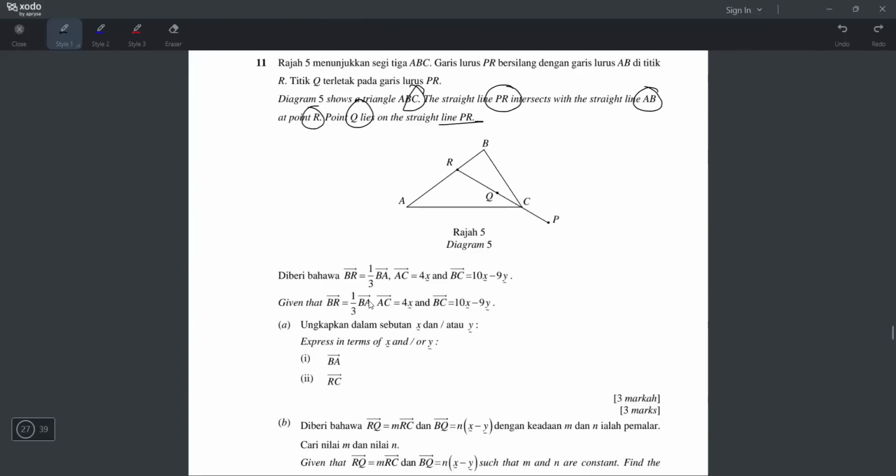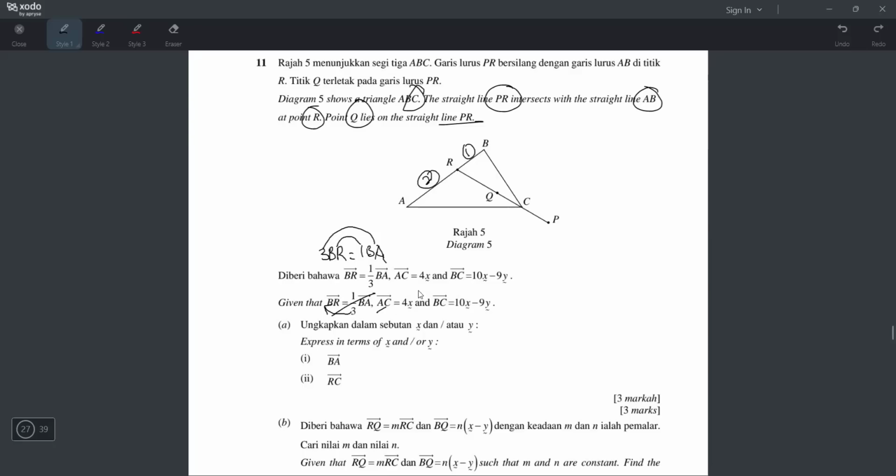Given that BR is 1/3 BA. This is important, you have to label it. BR is 1/3 BA means the ratio of BR is 1 and BA is 3. The reason is that the 3 can be moved across; division becomes multiplication, so 3BR equals 1BA. Then you draw a rainbow: BR ratio is 1, BA is 3. If BA is 3, what is AR? 3 minus 1, so you get 2 ratio here. You circle it because ratios must be circled.